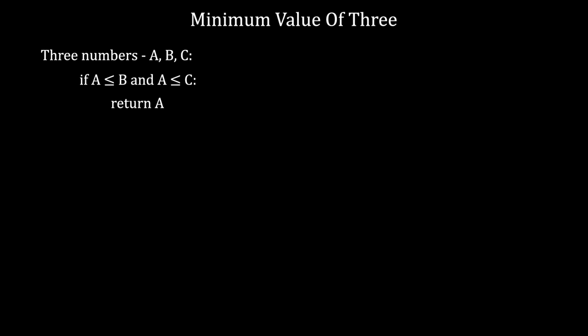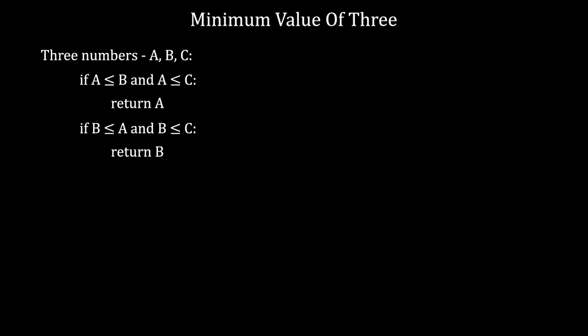Otherwise, we should check if b is our solution. So we should check if b is less than or equal to a and b is less than or equal to c. And if so, we are going to return b. And you can notice here that I didn't use an else statement. And the reason for this is the exact same one as for the previous version of the problem.